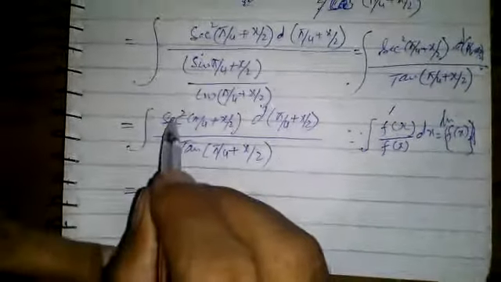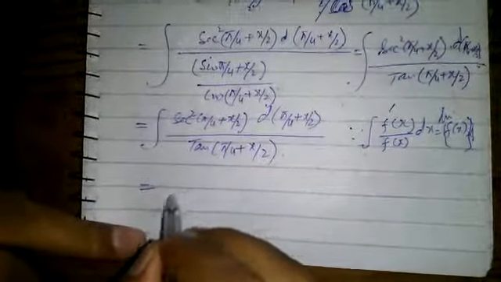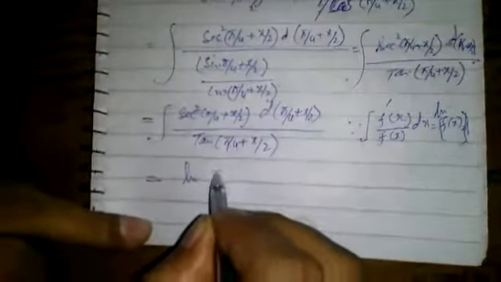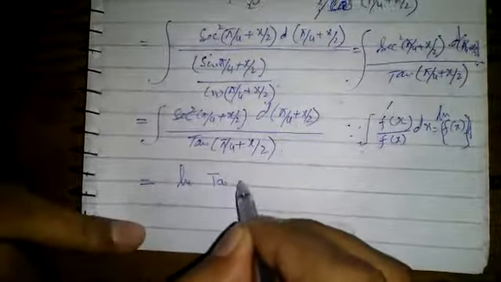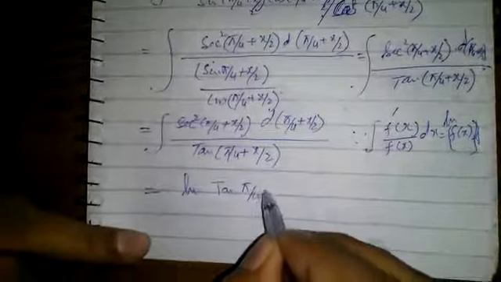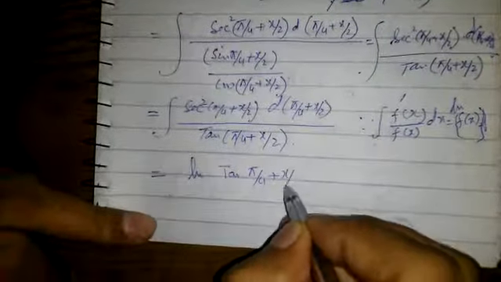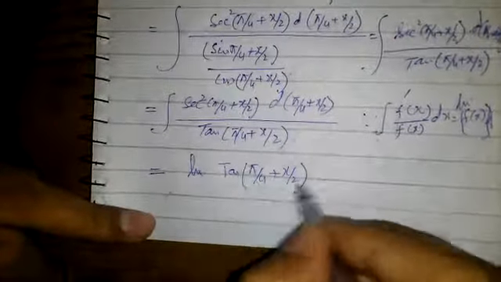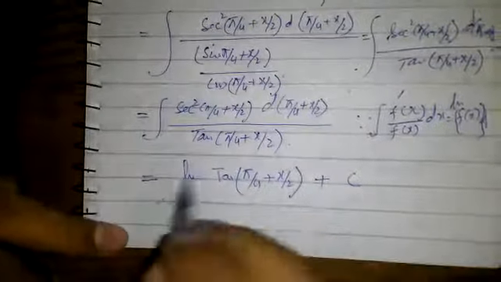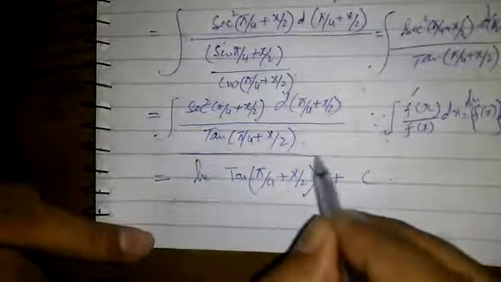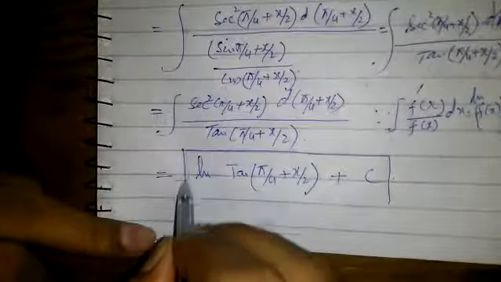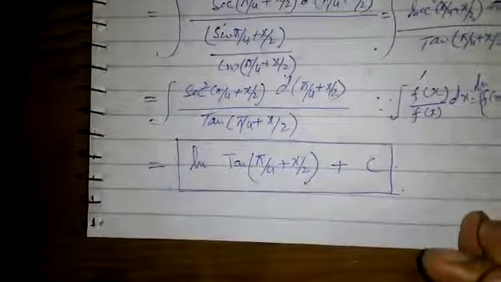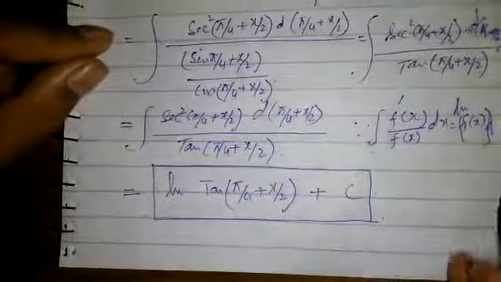So we know the differential of tan x is equal to secant square x. Okay, this is the differential and this is the function. So log of tan pi by 4 plus x by 2 plus the constant of integration. This is the solution of the integral of secant x dx.